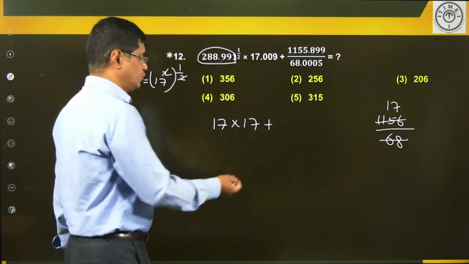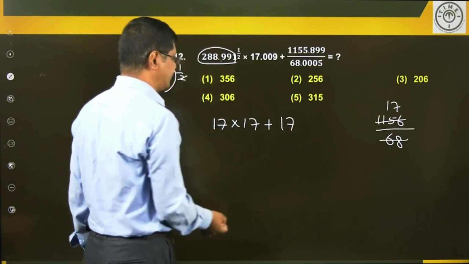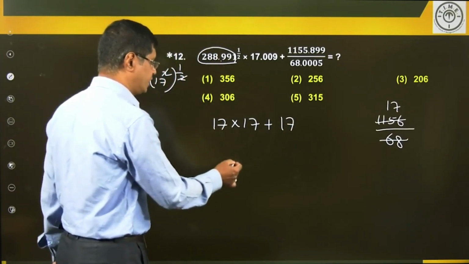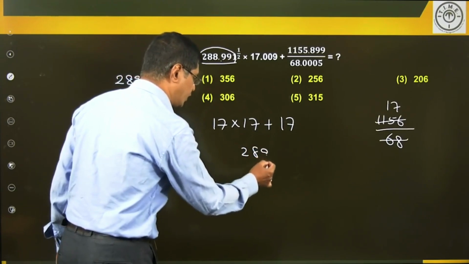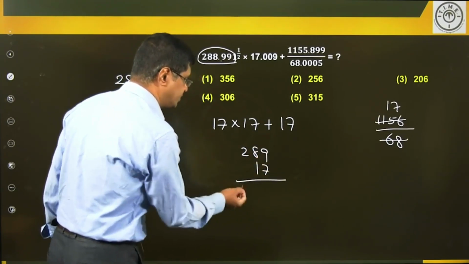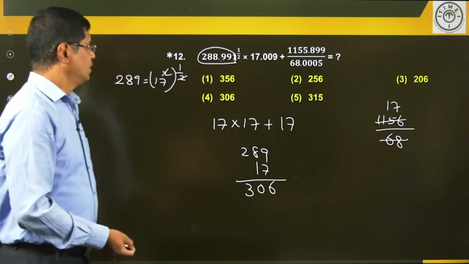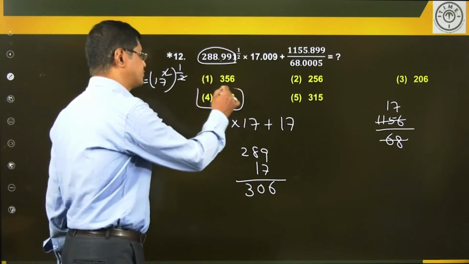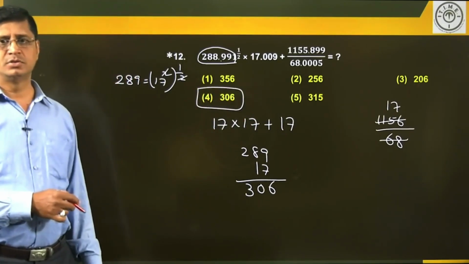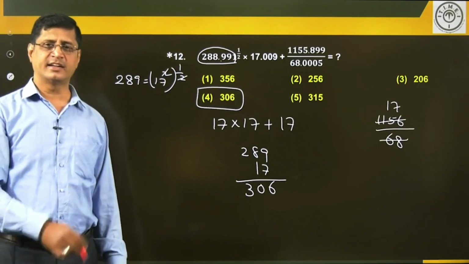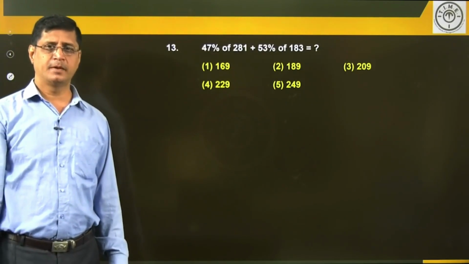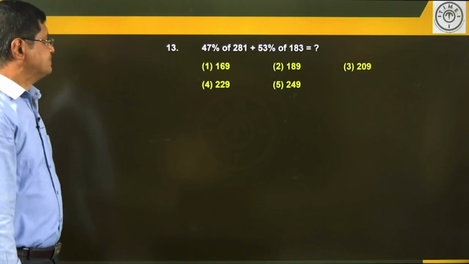Just observe. So 17 into 17 plus 17. 17 into 17, that is 289. 289 plus 17. How much is the result? 306. So 306 means the right choice, option number 4. The fourth option is the correct answer. Okay. Right, look at the next example.